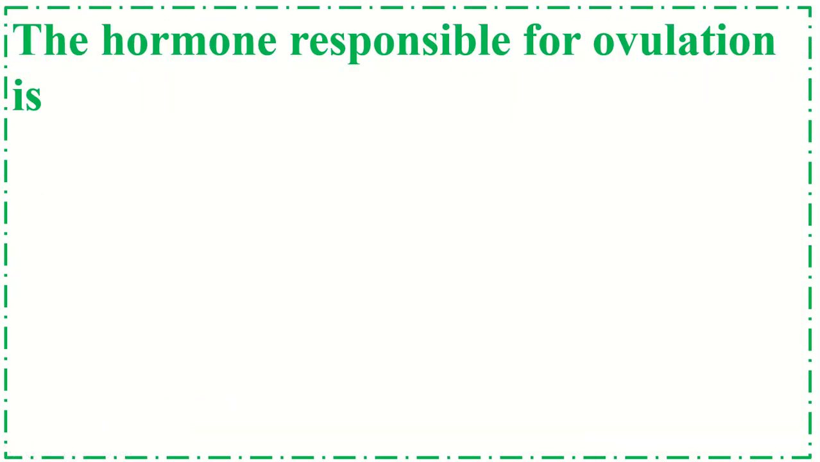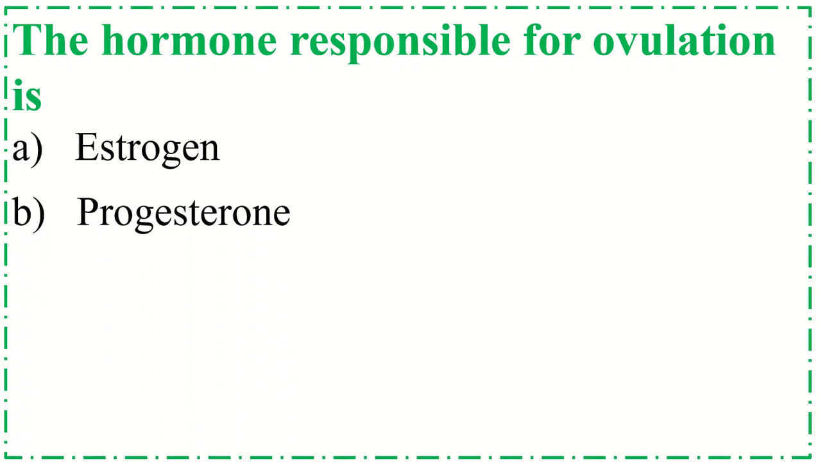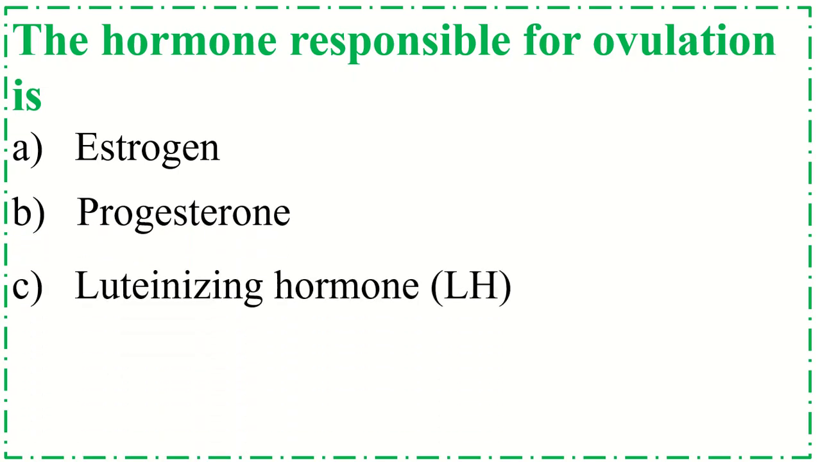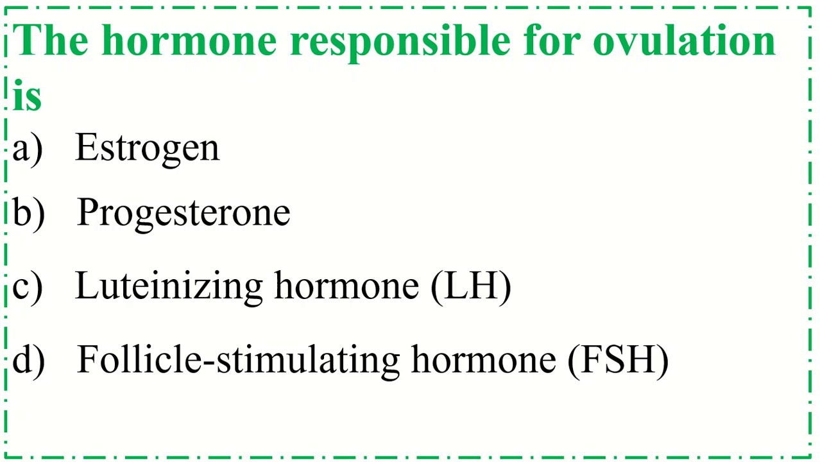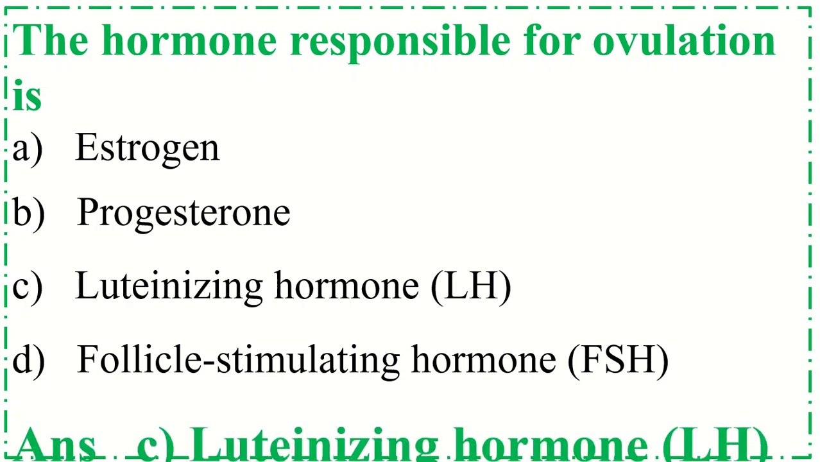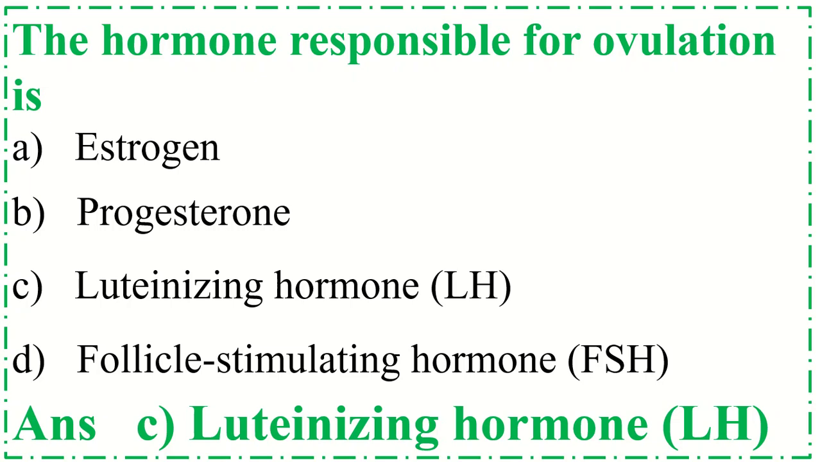The hormone responsible for ovulation is: option A, estrogen. B, progesterone. C, luteinizing hormone. D, follicle stimulating hormone. Correct option is C, luteinizing hormone.